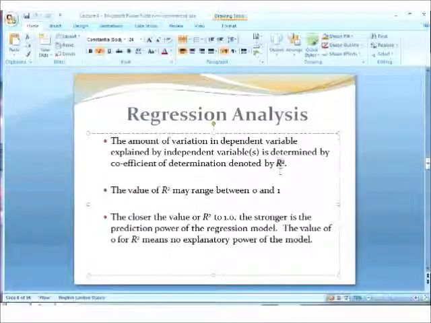And you will see that when you do the SPSS, it will give you a value of R square, and it will tell you how strongly all the independent variables are able to explain the variation in our dependent variable. So the closer the value of R square to 1, the stronger the prediction power of the regression model. The value of 0 for R square means no explanatory power of the model. So when you have 0, your model is good for nothing, and we should better try some other model.